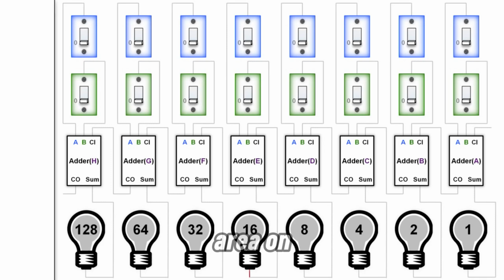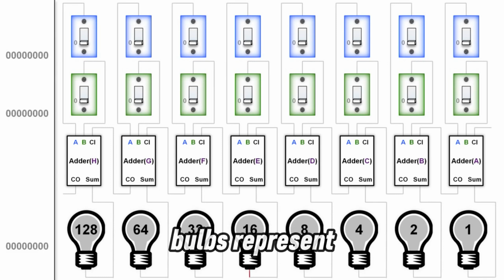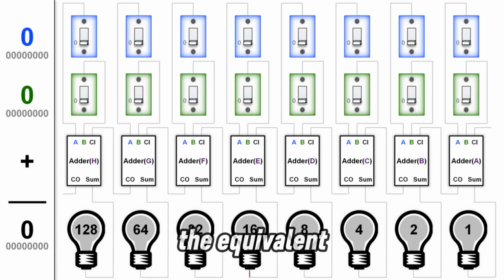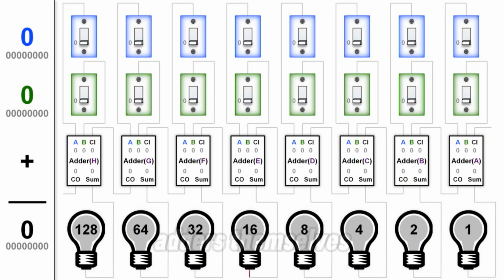Let's now add an area on the left to see what we're doing. We'll first put the binary numbers that our switches and light bulbs represent, and then a plus sign to represent the adders, and then we'll add the equivalent numbers in decimal form. Finally, we'll put numbers on the adders themselves, showing the current state of each wire coming into the adder and going out: 0 or 1, off or on.